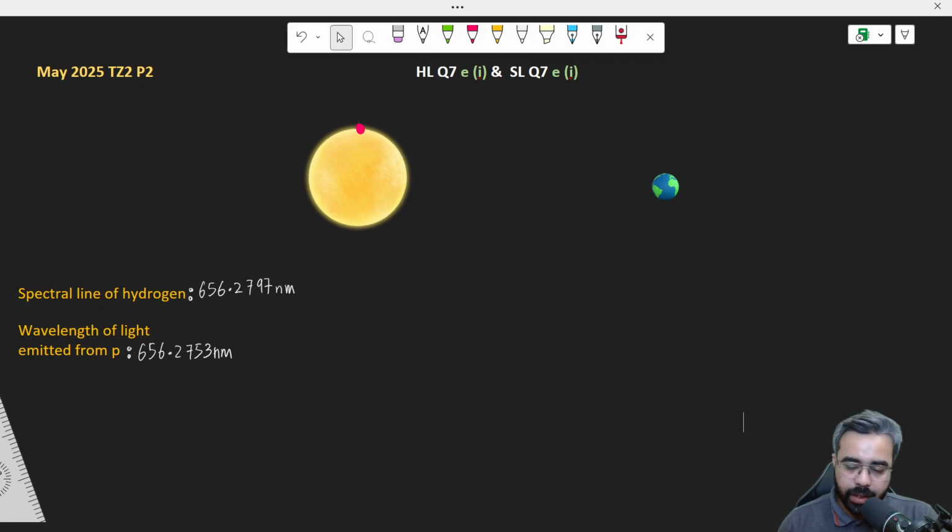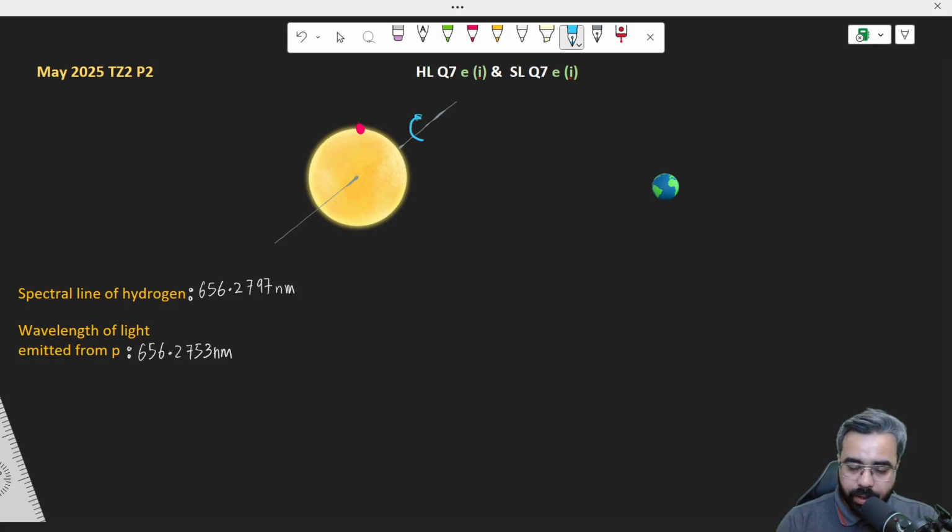Question 7, part E, in which they are showing us that the sun also rotates about its axis of rotation, just like the earth does. So this is its axis of rotation, imaginary, which is passing from its center, about which it rotates.